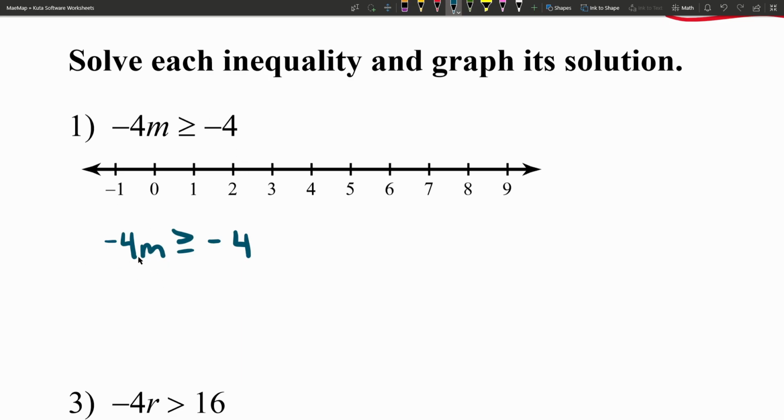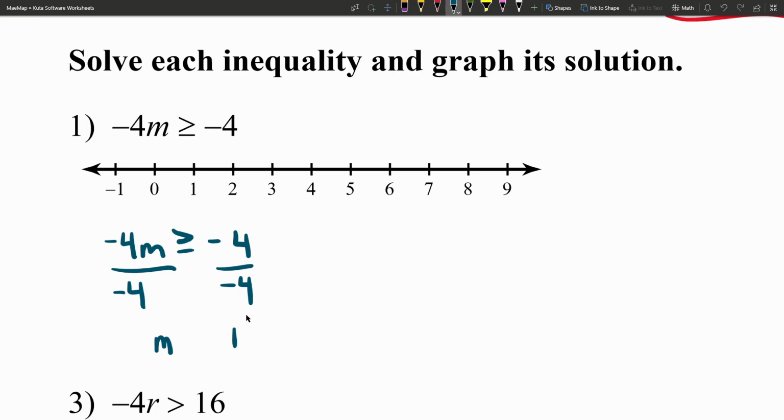Now, I need to solve this in one step by either multiplying or dividing. And I need to isolate my variable m, because once I isolate it, I'll be able to graph for it. So I'm going to divide by what it's multiplied by, that -4. And I'm going to do so on both sides of my inequality. Just like an equation, whatever we do to the left-hand side, we do to the right-hand side, and vice versa. Now notice, -4m divided by -4 is equal to m. And -4 divided by -4 is a +1.